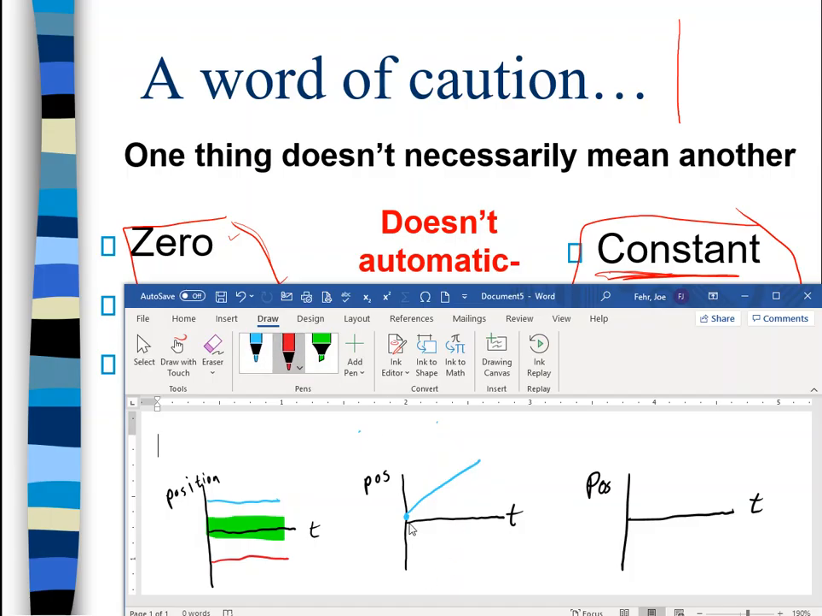I could also have a negative increase in my position. I'm just going in the opposite direction. I'm getting farther and farther away from my reference point. I'm just moving in the negative direction. And then finally, this is if I'm not moving away at all from my reference point. So I have 0 displacement from my reference point.